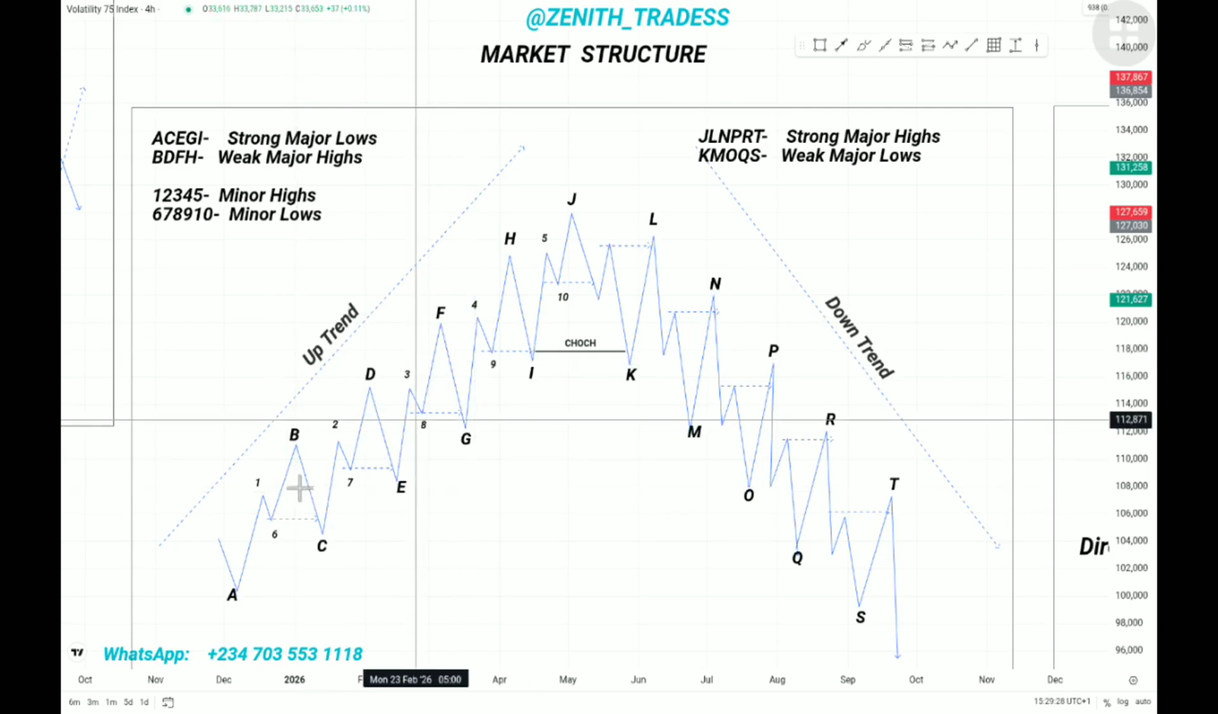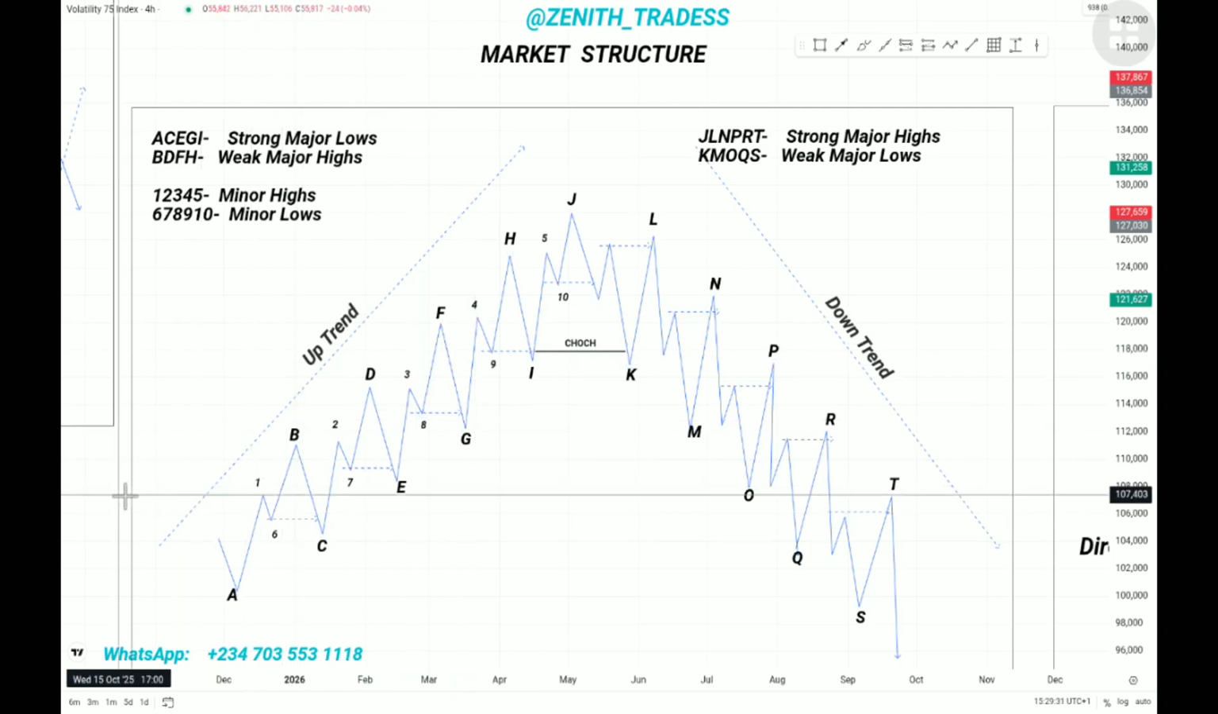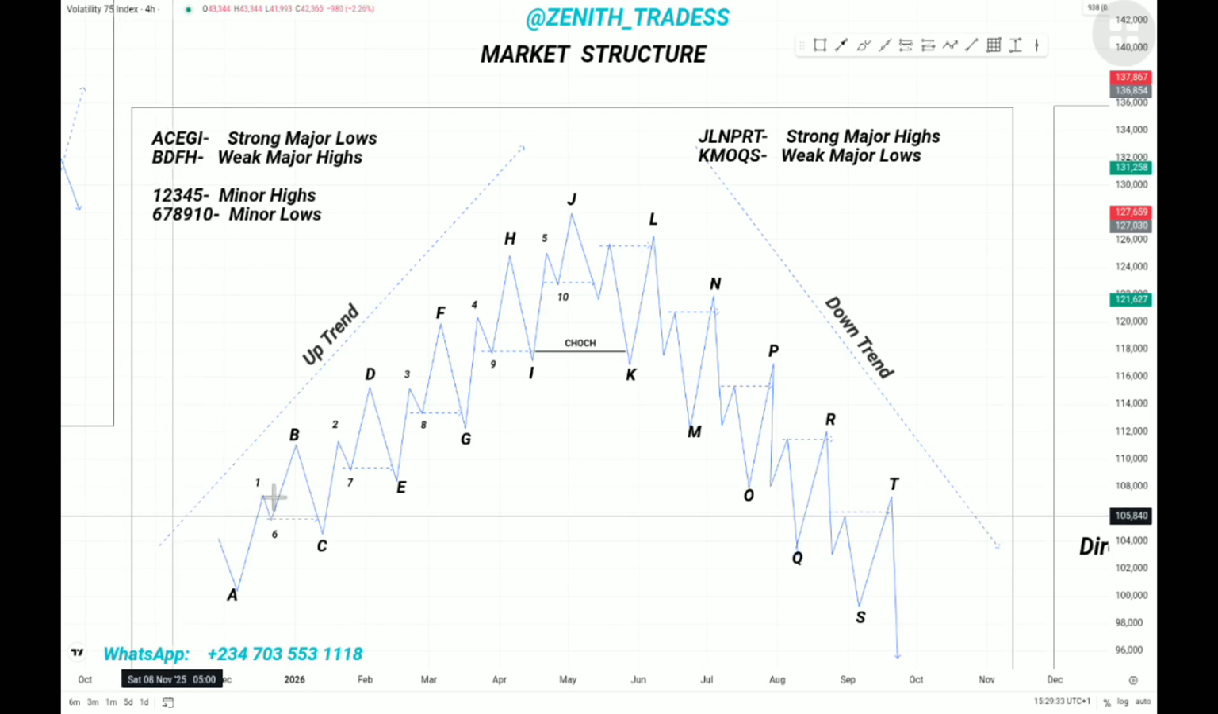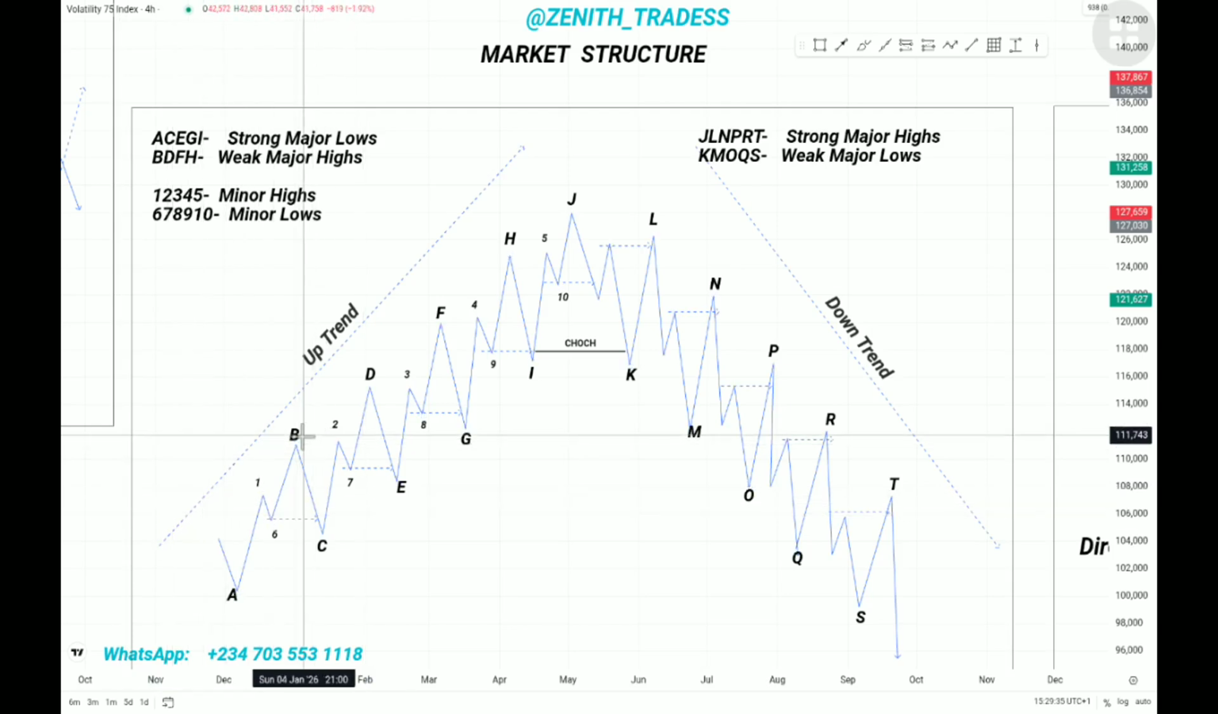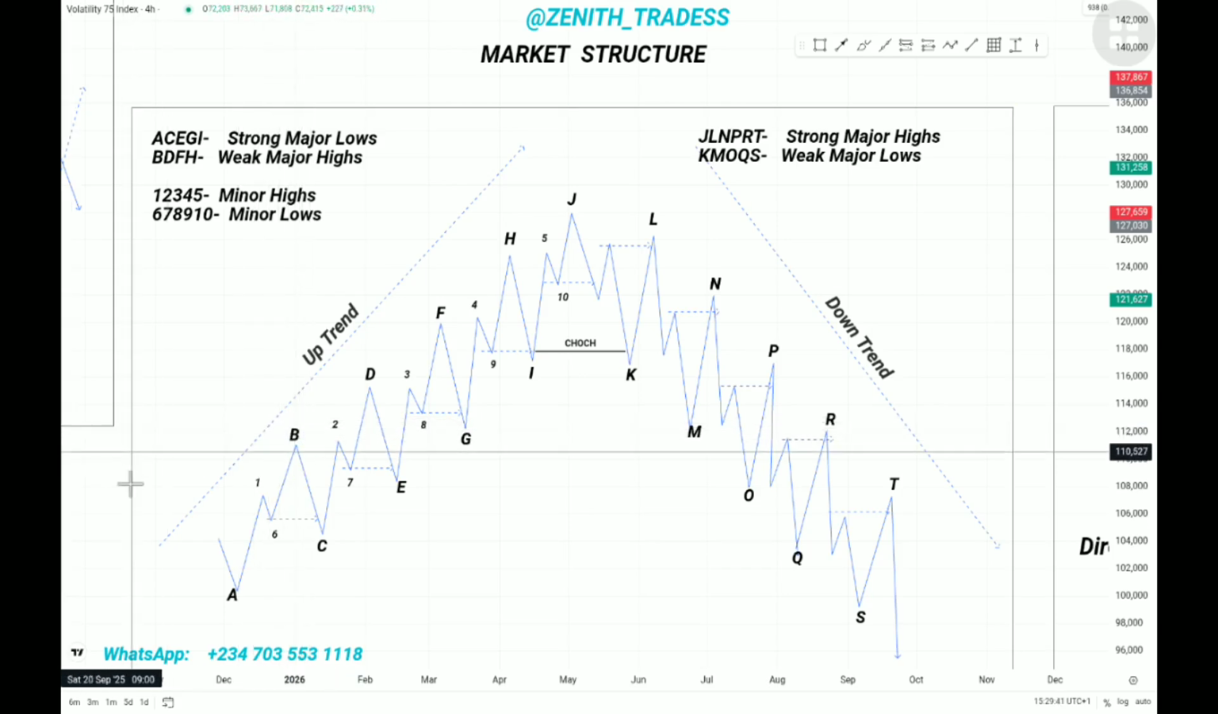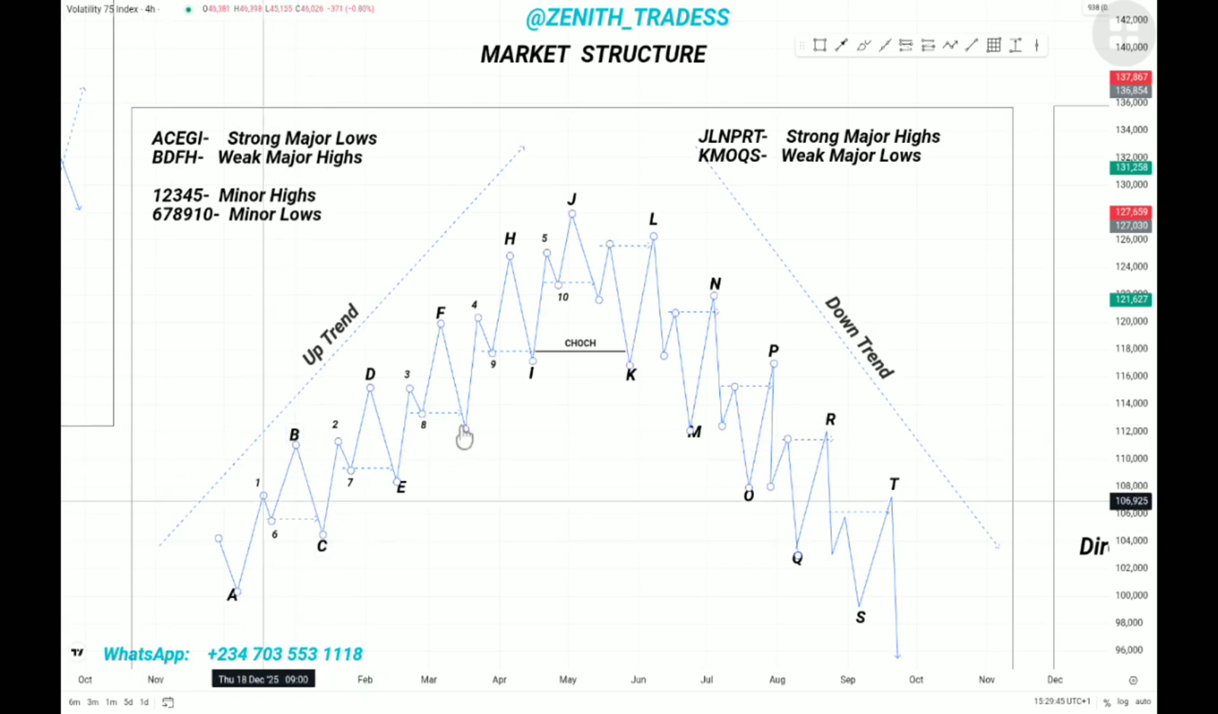They are minor structures. They are minor reactions. These are major reactions. All the major highs, they are major. They started from a major reaction. They reacted to institutional supplies from the previous price action. So they are major reactions. The minor ones are minor reactions.